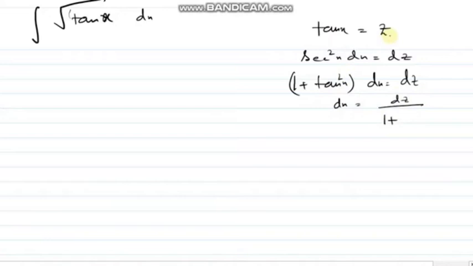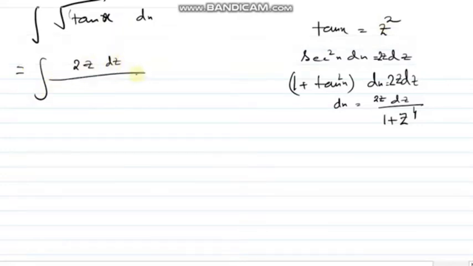Tan x is my z. Or rather, if tan x is under root, if I take tan x as z square, this will be easier for me. So it will be 2z dz, and tan x is z square, so the sum will be z to the power 4, right? So the sum is now going to transform, tan x as z square, that is integration of 2z dz divided by 1 plus z to the power 4.